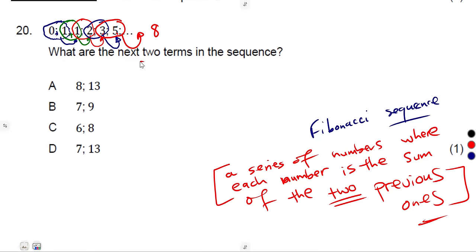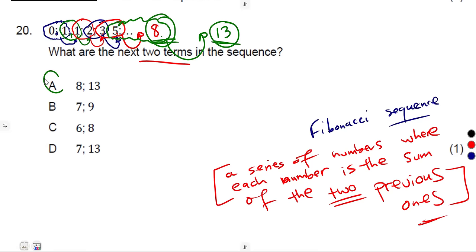But they said, what are the next two? Not only one, but two. So we continue in the same manner of adding the two terms before, to get the next term. So 5 plus 8 is what? 13. So these are the two terms that we need. 8, 13. So the best answer was supposed to be what? A, where there is 8 and 13.